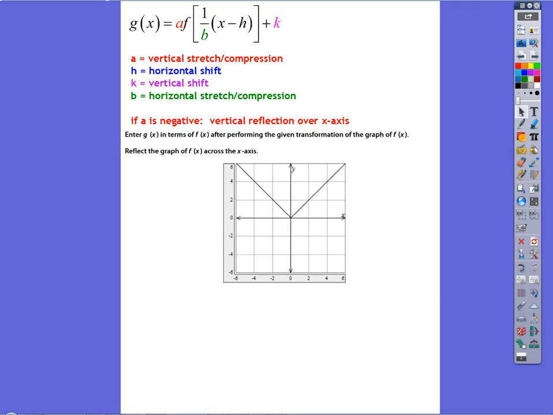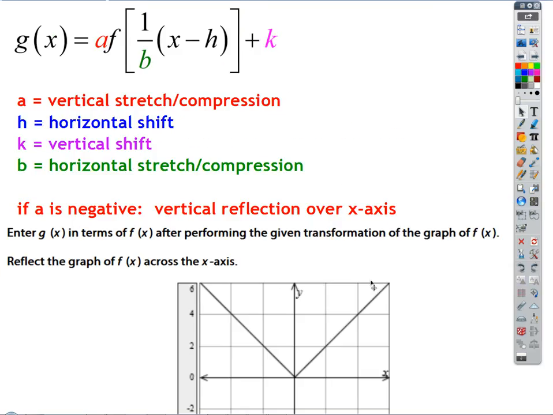All right, here we go. Okay, so if I want to reflect this across the x-axis, that's an issue with A, isn't it? Not an issue with A, or excuse me, with H or K or B. So all I've got to do is take my original template, eliminate all the others.